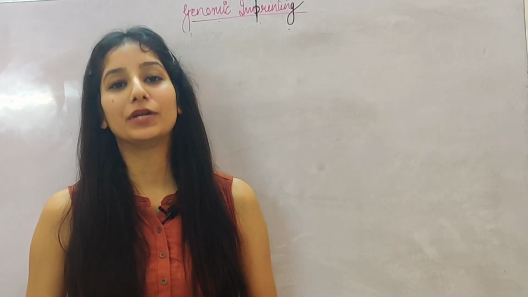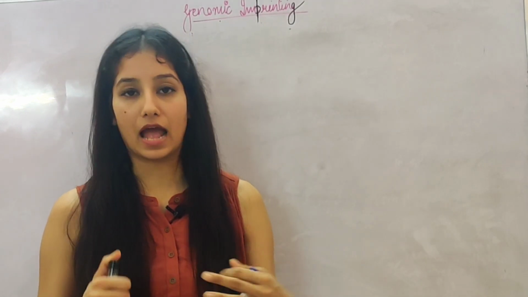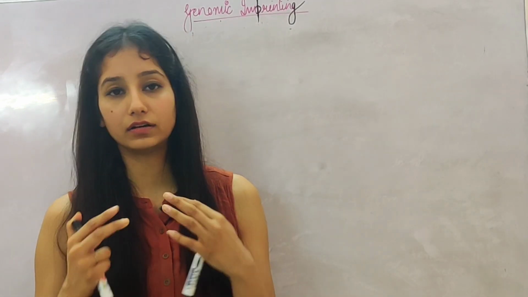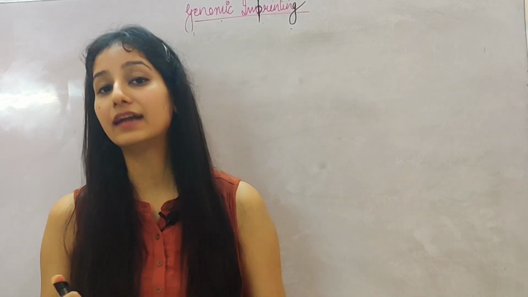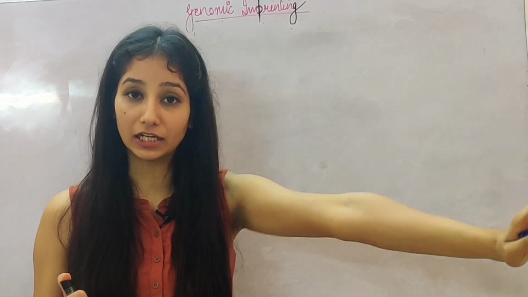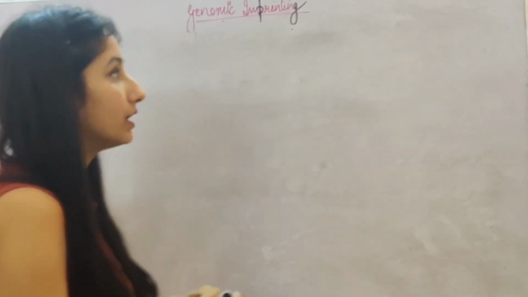In today's video, we are going to learn about genomic imprinting. So what is genomic imprinting? It is a gene that is inherited in the offspring, and its expression will be totally dependent on whether the gene is inherited from the father figure or from the mother figure.